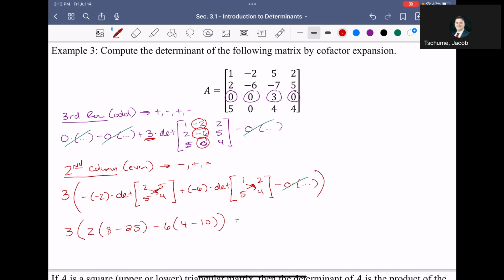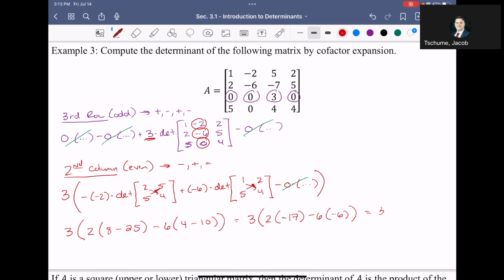So simplify this out. Let's see. That is 3 times 2. 8 minus 25 is going to be negative 17. Minus 6 times 4 minus 10 is negative 6. I don't have a calculator at my house where I'm making this video right now, so I'm going to have to do some mental math.